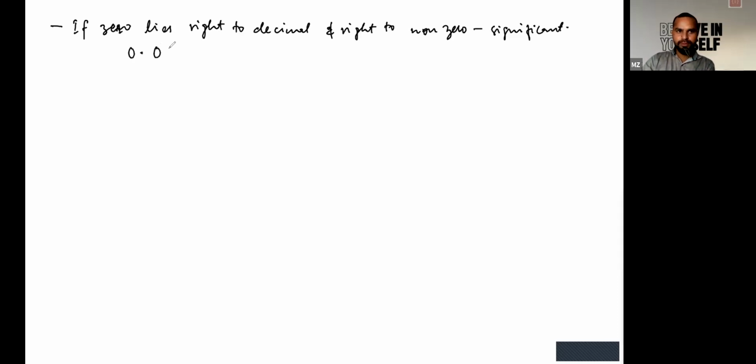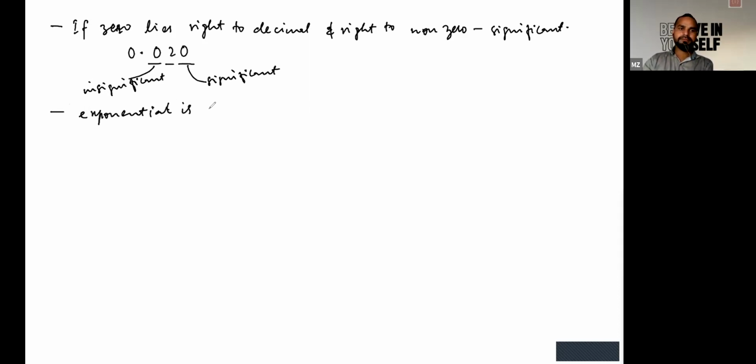Suppose you have 0.020. This 0 is left of a non-zero digit, so it will be insignificant. But this 0 is right of a non-zero digit, so it will be significant. And we have 2 as a non-zero digit, so these two terms would be significant. Next, exponential is insignificant.